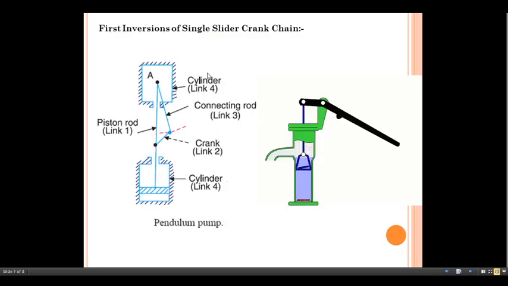So let us start the next inversion of the single slider crank chain. In this case, a direct example is the pendulum pump. Another name given for this one is hand pump. In this case, link number 2 is here, link number 3 is here, and link number 4 is nothing but the fixed one. So consider this one as the fourth inversion of the slider crank chain.